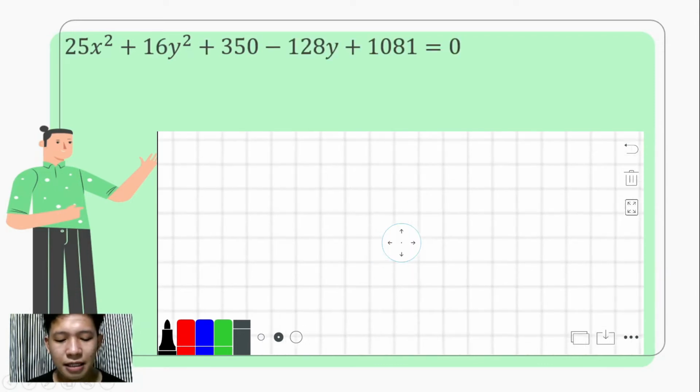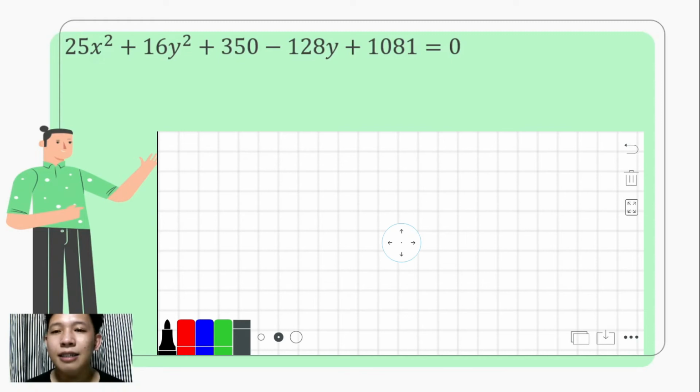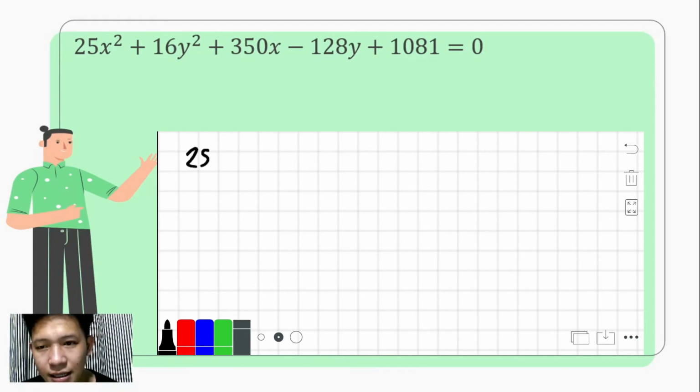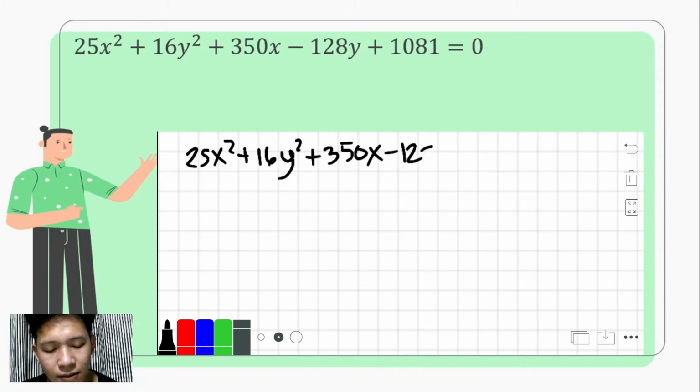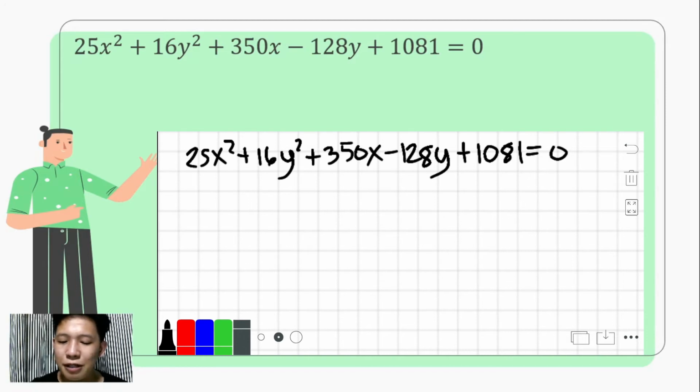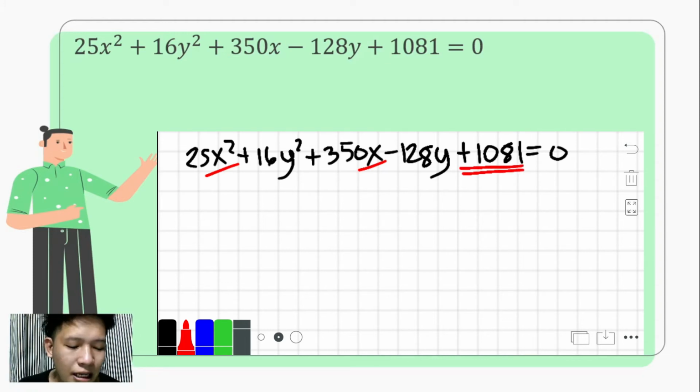Okay. So, this is much more complicated than the first one. So, we are given 25x squared plus 16y squared plus 350x minus 128y plus 1081 equals 0. So, ito po yung ating given. So, what we're going to do first is for us to group those with almost the same variable. Let's say, for example, si x at saka yung x. I-group natin siya and we transpose the constant to the other side of the equation. So, making this equivalent to what?